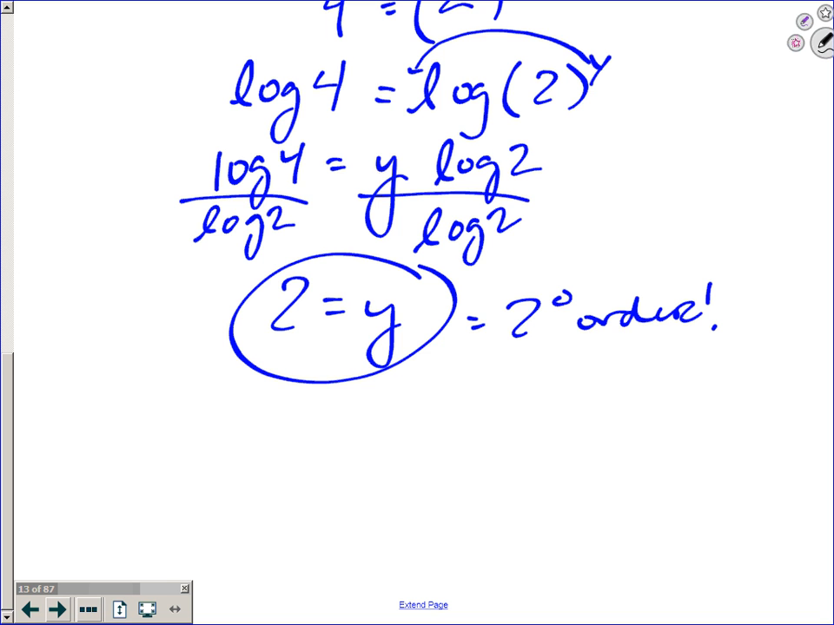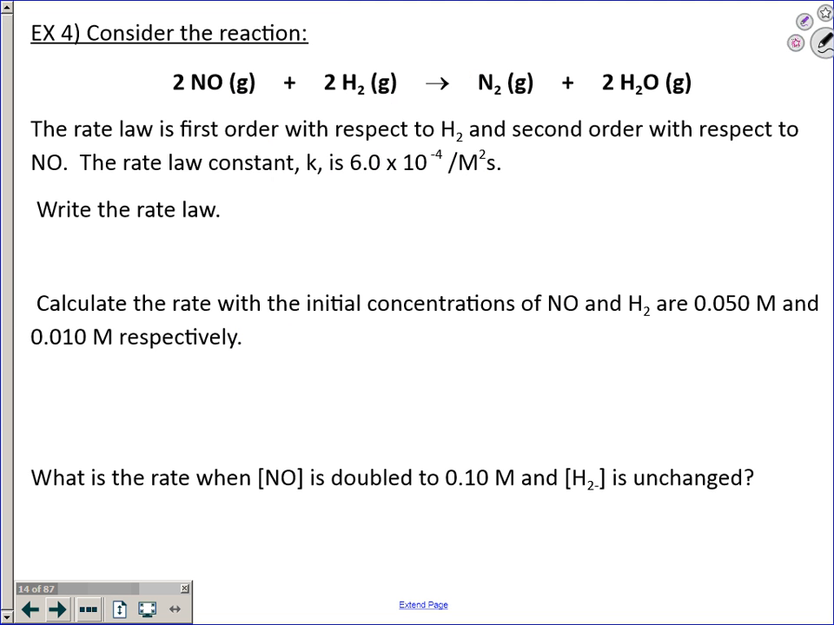Okay, let's do another one. This is phrased differently. Read first and write down how it's phrasing the orders. You should be able to figure it out from the plans.